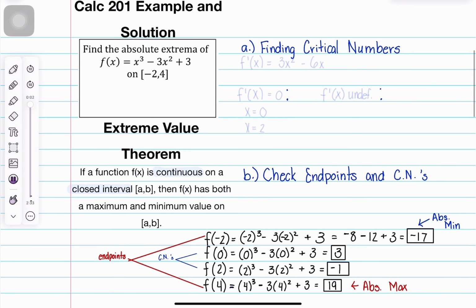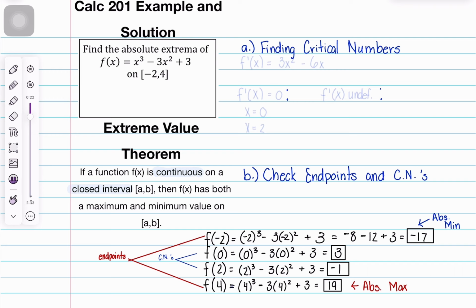Calc 201 example is asking us to find the absolute extrema of our function f of x is equal to x cubed minus 3x squared plus 3 on the interval from -2 to 4. Since the question is asking for an absolute extremum, we can take our knowledge of the extreme value theorem to decide if a max and min exist in our function on the interval given.